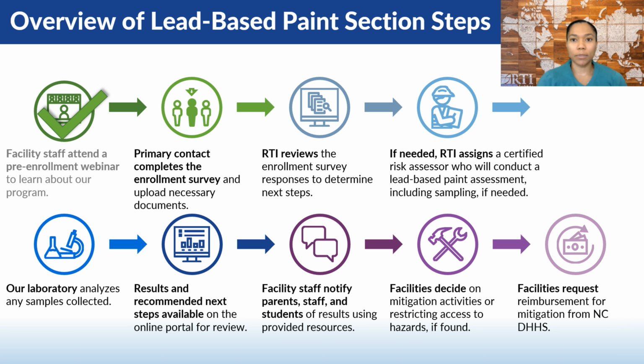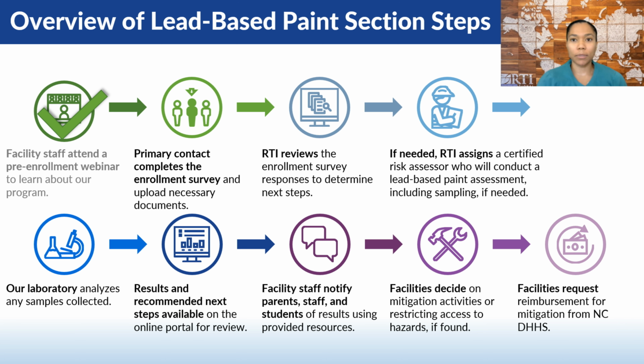The primary contact should be familiar with any lead-based paint assessments that have already been conducted at your facility. They should be familiar with the layout of all the buildings at the facility. Additionally, if lead-based paint hazards are identified in your facility, the primary contact should be able to oversee the efforts to restrict access to or mitigate those hazards.